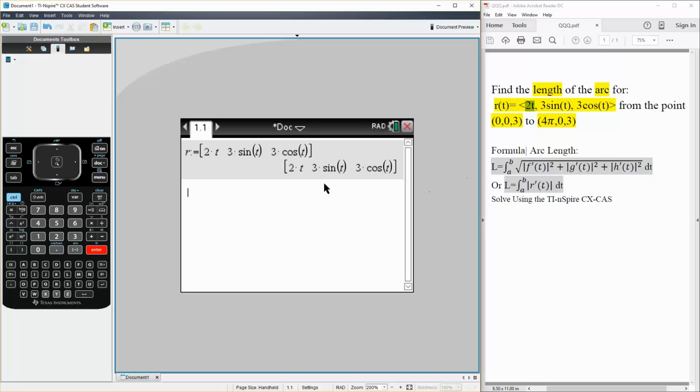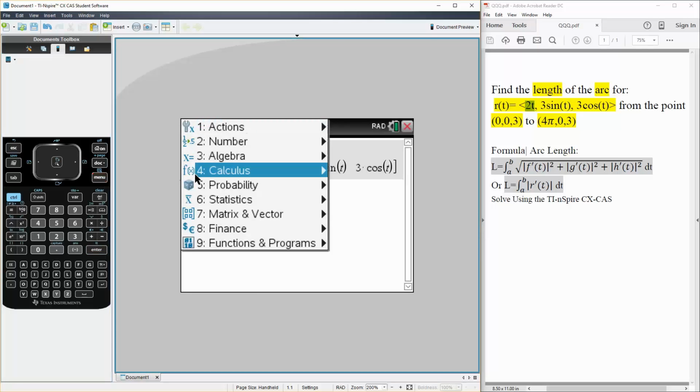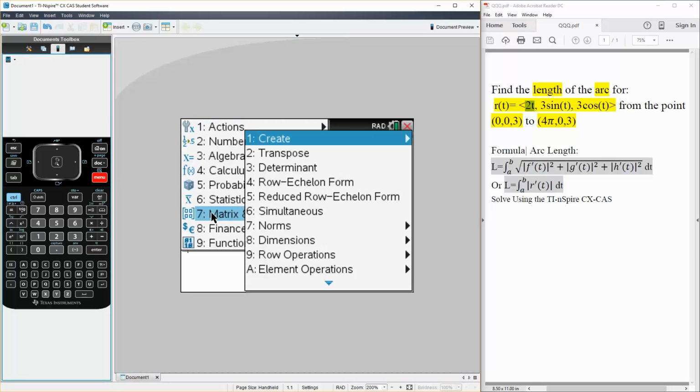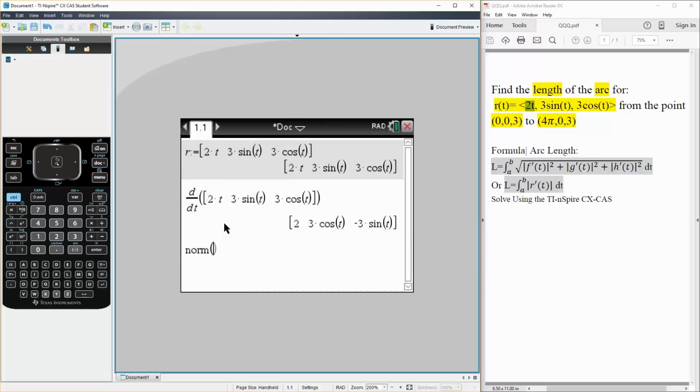And now we want to get the derivative of it. So we hit menu, calculus, derivative, in terms of dt. And we want the derivative of this. So we can go up, hit enter, and that's the derivative of r(t). And so the next thing we need to do is get the magnitude or norm. So we do menu, 7 for matrix, 7 for norm, and then 1. Norm is the same thing as magnitude. So we will likewise go up, get the magnitude of this, hit enter, and it's the square root of 13.